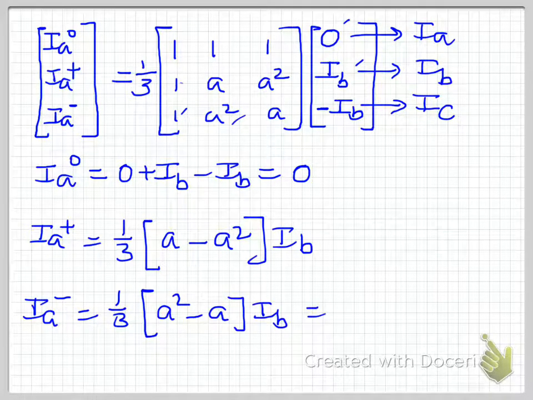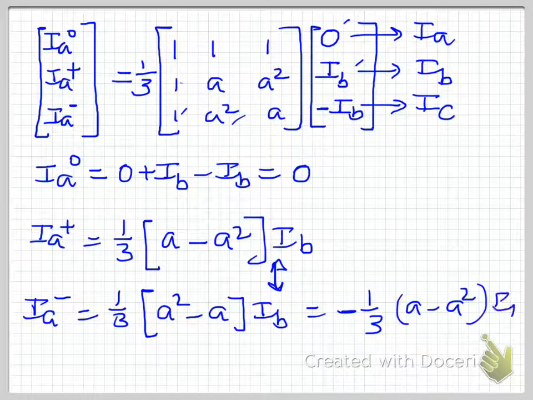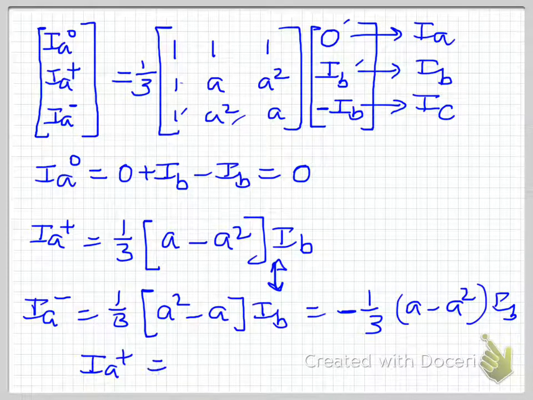And if we compare these two, they are just negative of each other. So it could be written this way: 1/3 (A minus A square) IB. So what we can conclude here is IA positive is the same as IA negative in magnitude. So in the complete network, there is no zero sequence network present, and the positive and negative sequence networks will be connected in parallel.